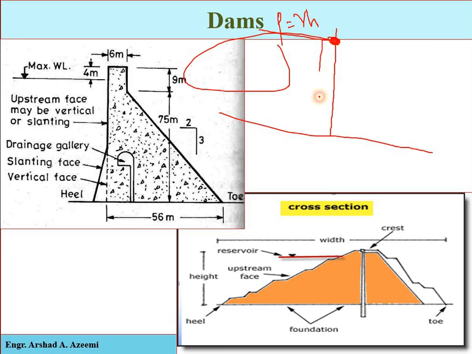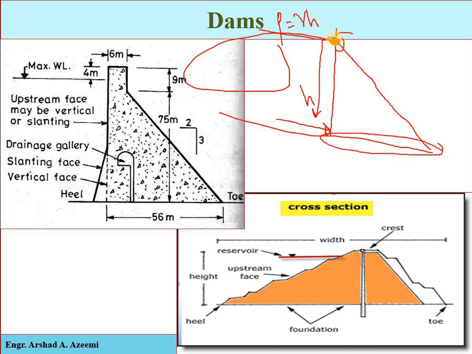As we go down towards the bed of the river, the height of the water is increasing, so the impact of the pressure on the structure will also increase. So we have to increase the width of the structure as we go towards the bottom. This is called the base of the dam, and this is called the top portion of the dam.